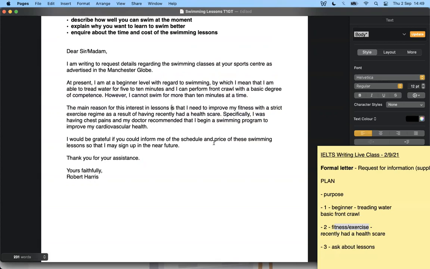Okay. Now that brings us to a close on this particular letter. Does anybody have any questions on this formal letter? If not, then we'll move on, see how much we can get done on an informal letter.